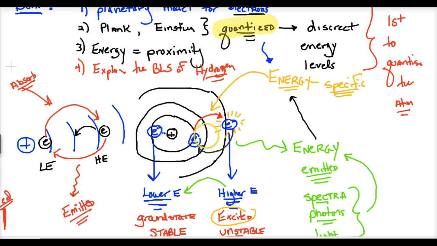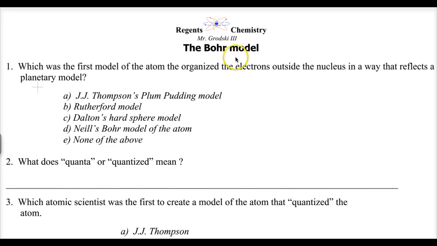Okay, let's go on to the homework and let me see if I can help you with that. There are two worksheets that you're responsible for. Here's the first one. What was the first model of the atom that organized electrons outside the nucleus in a way that reflects the planetary model? Well, if your short-term memory is not working too well, it's Niels Bohr's model of the atom. Okay, it's what we just talked about.